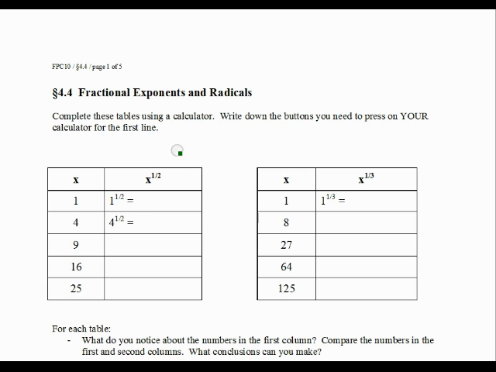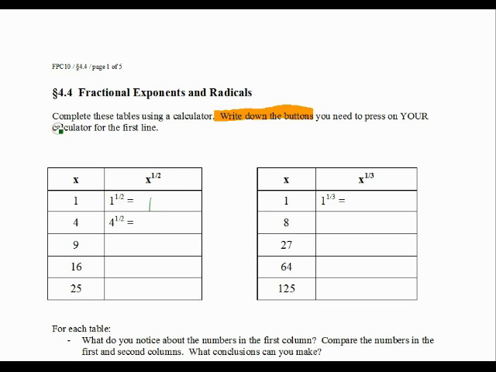Okay, the plan is to complete these tables using a calculator, and I want you to write down the buttons you need to press on your calculator, because that's really important that you understand how to use your calculator. So this table has x is 1, and we're doing x to the power of 1/2. So the first one is 1 to the 1/2, and that is 1.